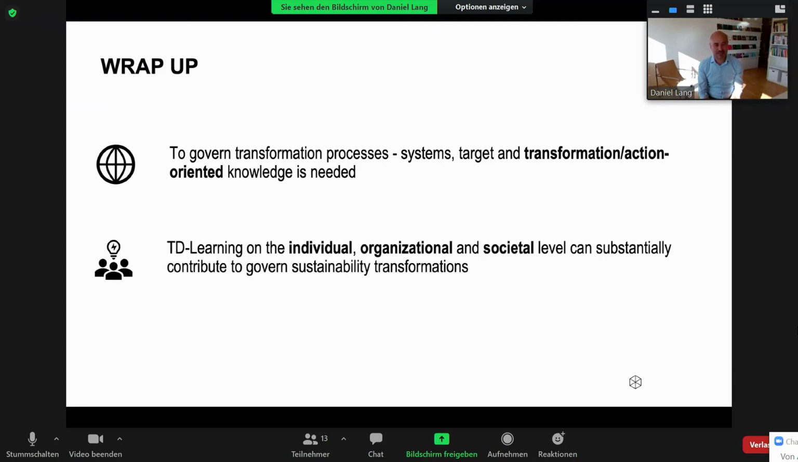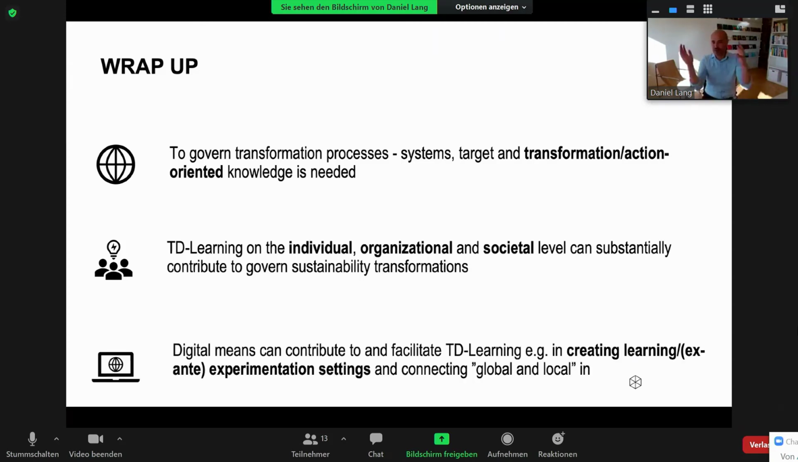Transdisciplinary learning, as I said, is important on an individual level, but it's also happening on the organizational level and the societal level. A continuous learning process to foster sustainability transformations is needed, particularly if we acknowledge that we live in a complex world with a lot of uncertainties, a lot of unknowns that we need to talk about.